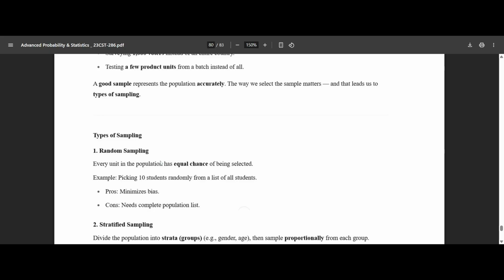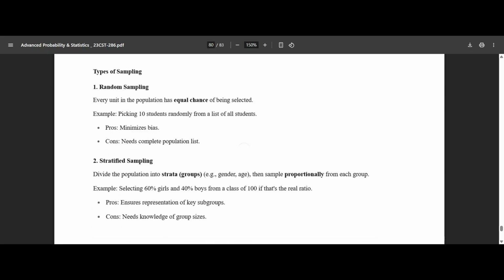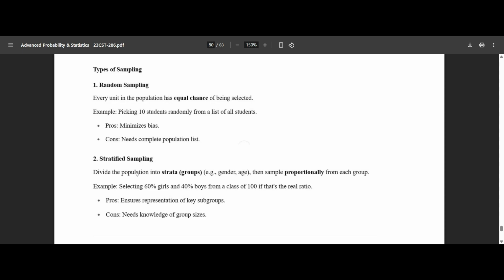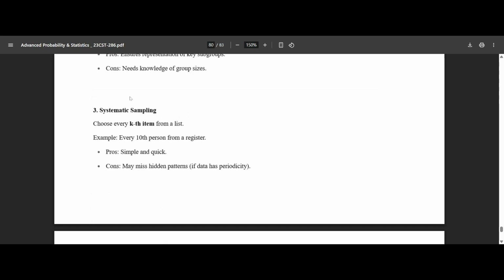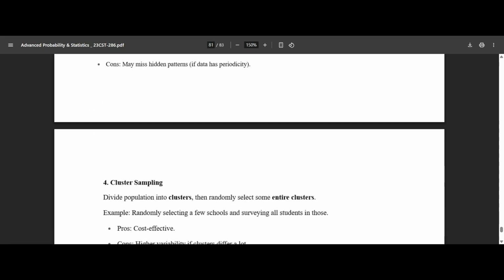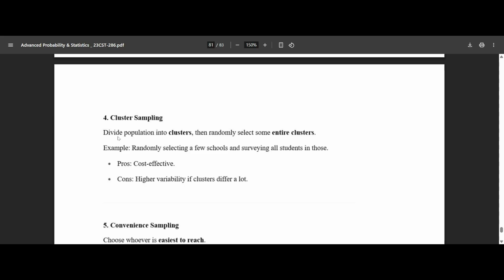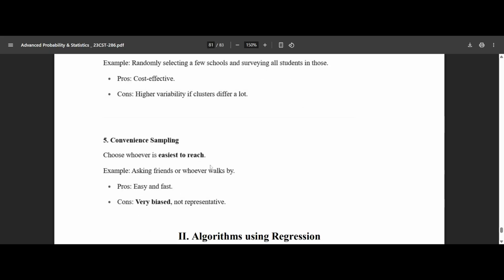Types of sampling: random sampling, every unit in the population has equal chance of getting selected. Stratified sampling, we divide the population into groups and then sample proportionally from each group. Systematic sampling, choosing every kth item from a list. अगर 100 बच्चे, you choose every 10th student from the class. Clustered sampling, divide population into clusters and then randomly select some entire clusters. Convenience sampling, choose whoever is easiest to reach. First benchers को choose कर लो बस. It is very biased, okay?